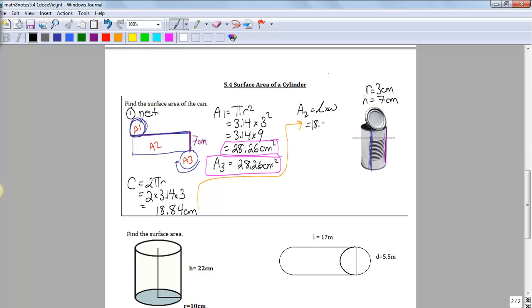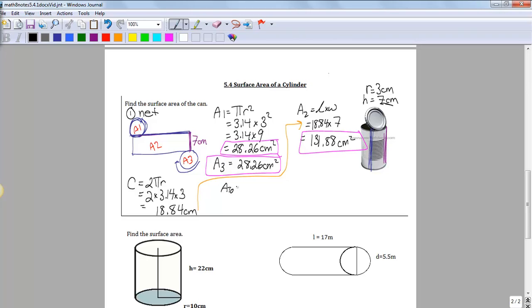18.84 times the width I'm given in the question, 7. Let's see what I get for the area of that label. Looks like 131.88 centimeters squared. Awesome. So that takes one extra step, just like with the triangular prism, sometimes you need that one extra step.